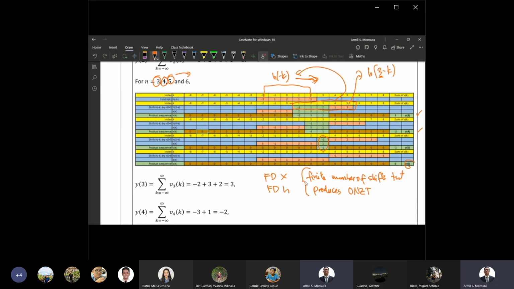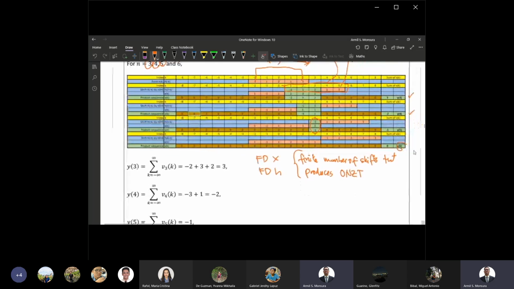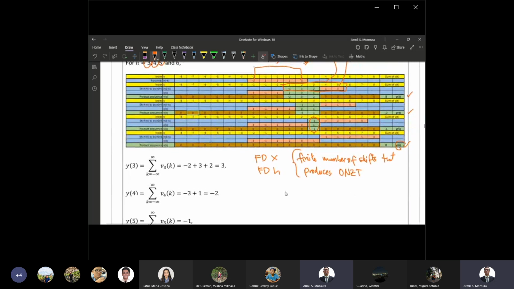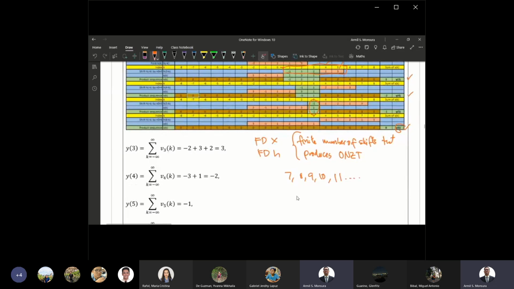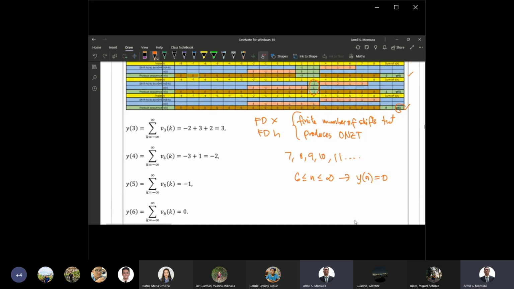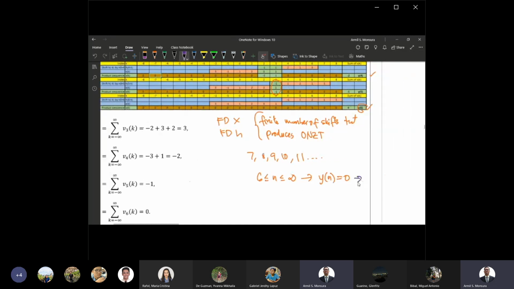Okay? Kasi you can imagine na after ng y of 6, say for example for the shifts 7, 8, 9, 10, 11 and so on, wala na talaga kayong makikitang overlapping non-zero terms. So that you can consider that from 6 up until positive infinity, yung magiging value ng signal niyo is 0. Kasi nga wala nang overlapping non-zero terms eh. So 0 yan because no overlapping non-zero terms starting from 6.